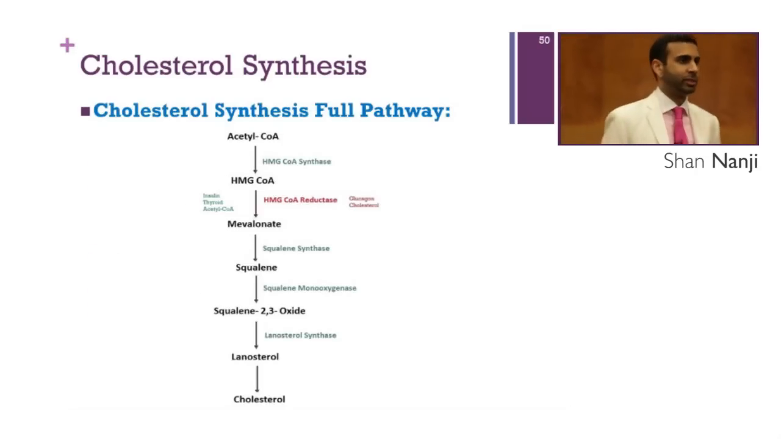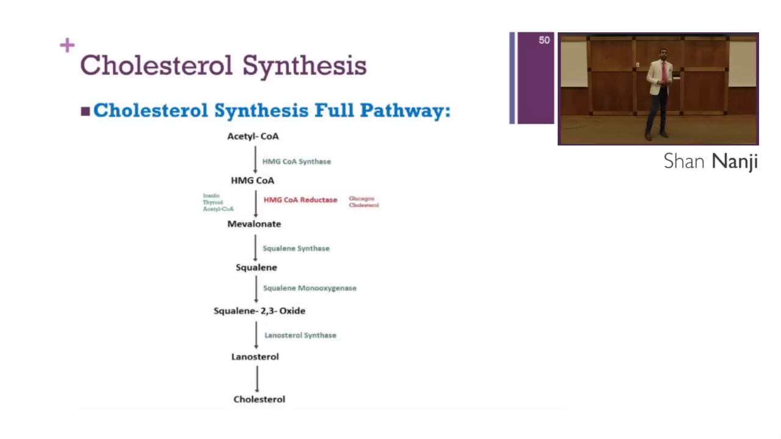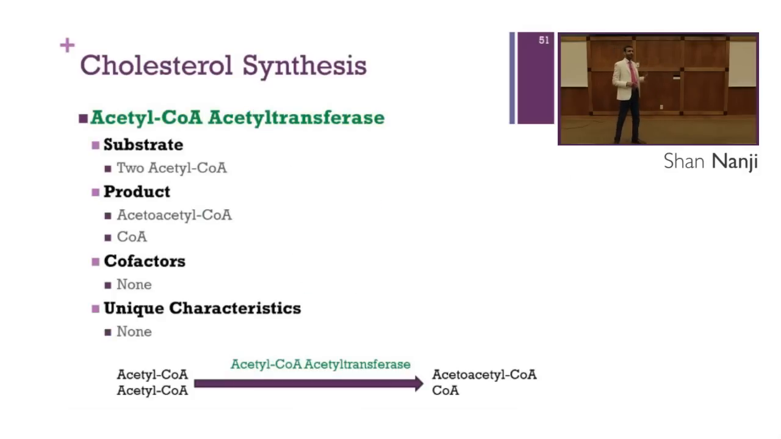Here's a picture of the cholesterol synthesis pathway. So let's talk about enzymes. The first enzyme we're going to talk about is acetyl-CoA acetyltransferase. So we start off with 2 acetyl-CoA and get an acetoacetyl-CoA and a CoA. No cofactors and nothing unique here.